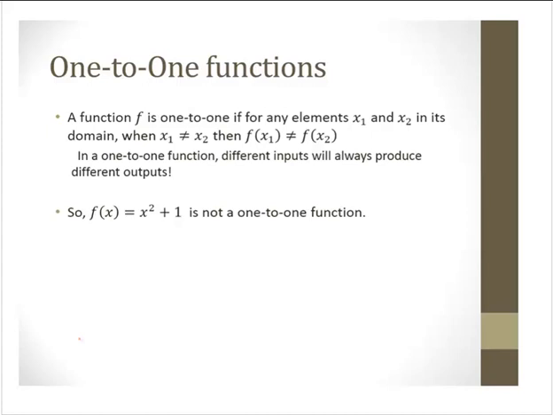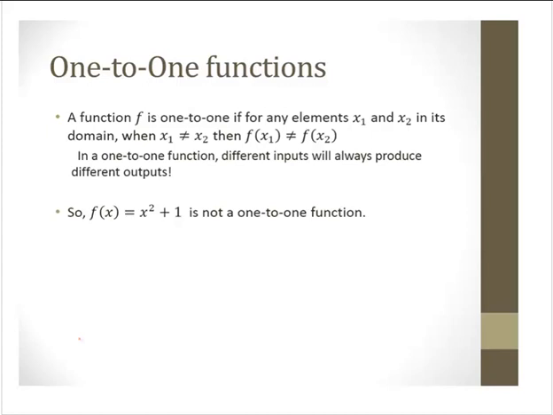So we want to talk about certain kinds of functions, what we call one-to-one functions. A function f is called one-to-one if for any elements x1 and x2 in its domain, when x1 is not equal to x2, then f of x1 is not equal to f of x2. So in a one-to-one function, different inputs will always produce different outputs.